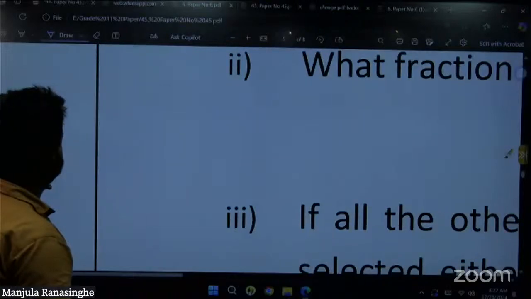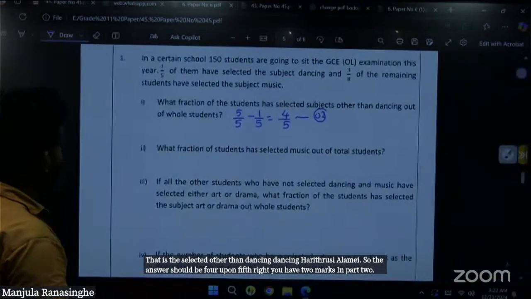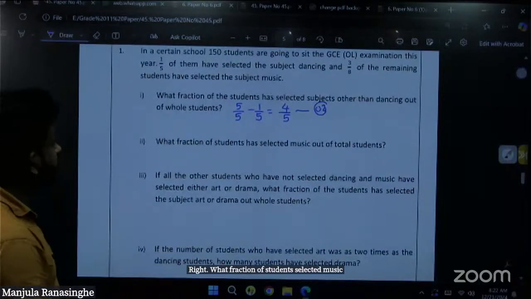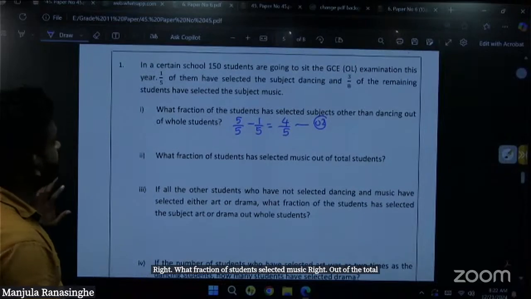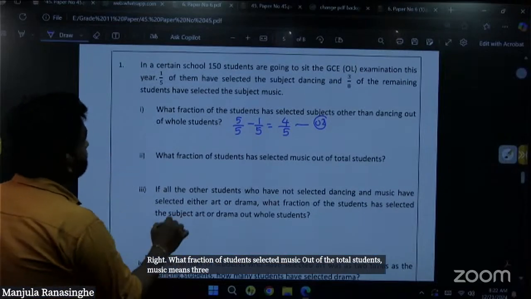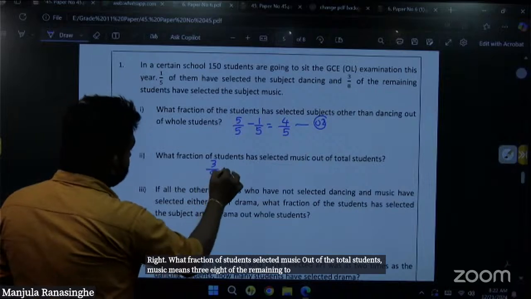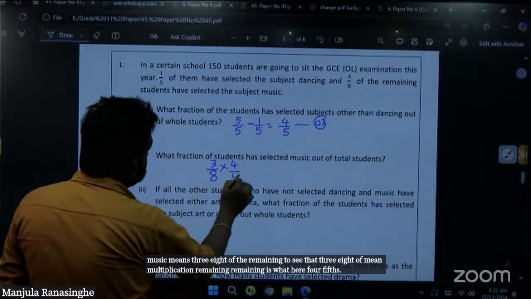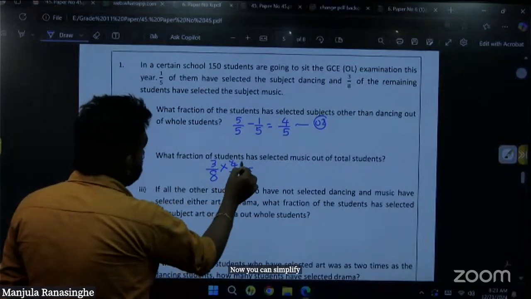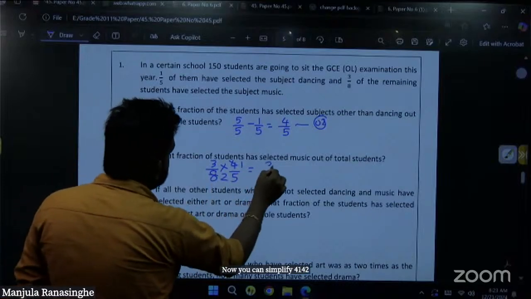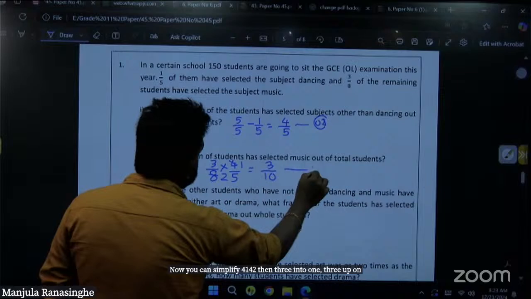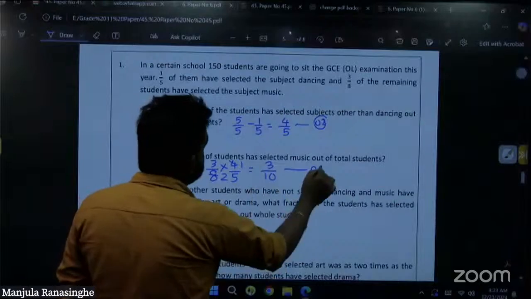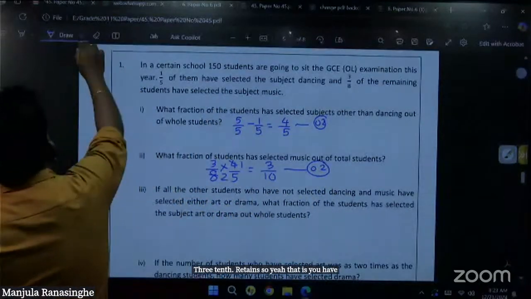In part 2, what fraction of students selected music out of the total students? Music means 3/8 of the remaining. So 3/8 of means multiplication, and the remaining is 4/5. Now you can simplify: 4 and 8 reduce to 1 and 2, then 3 into 1 is 3, and 2 into 5 is 10, so the answer is 3/10. You have 2 marks.